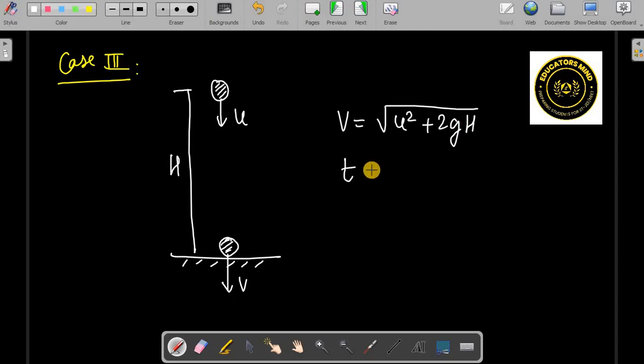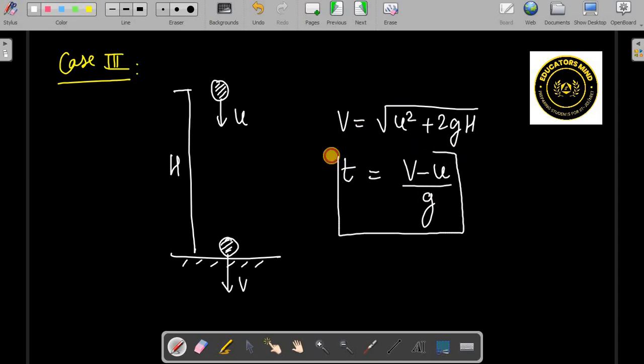And time of flight, total time taken. So here time taken will be given as v minus u by g. Okay, so you can calculate these equations using the same formulas. These two important results are there.